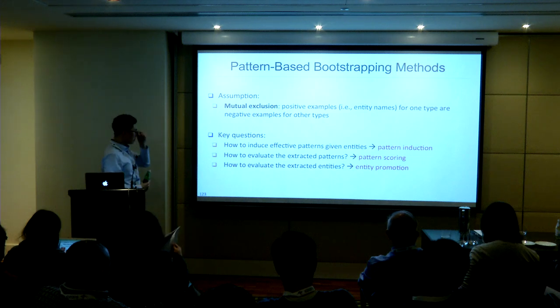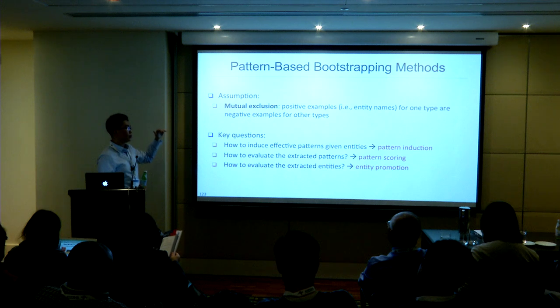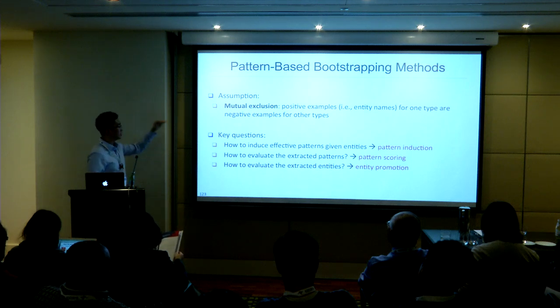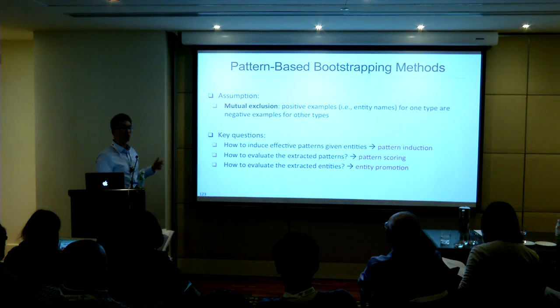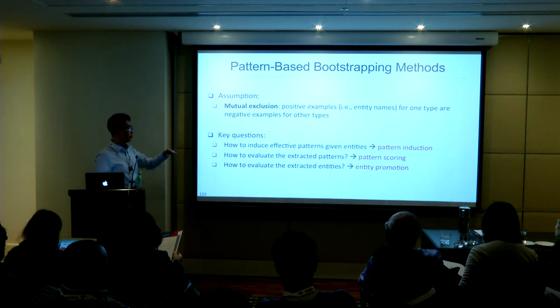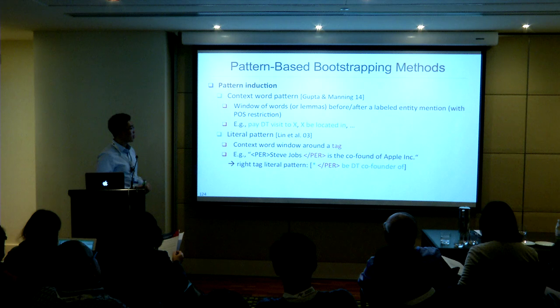They actually have this mutual exclusion assumption that the positive examples for one type are negative for the other types. You need to make sure this assumption always stands. That's why you have the assumption on the seeds that there's no ambiguity. Starting from these assumptions, to make the pattern-based bootstrapping method work well, you have three key questions to answer. One is how you induce the patterns, another is how you evaluate each pattern, and the third is how you promote the entities. To induce the patterns, there are quite a lot of different ways.